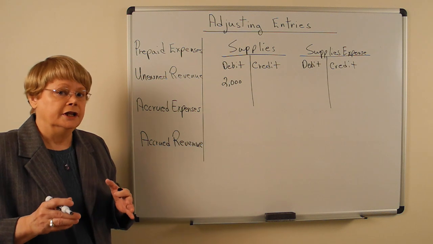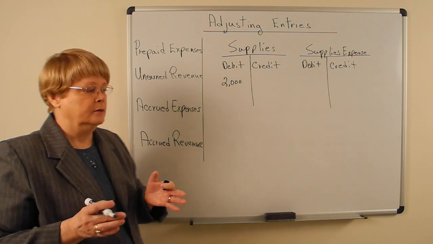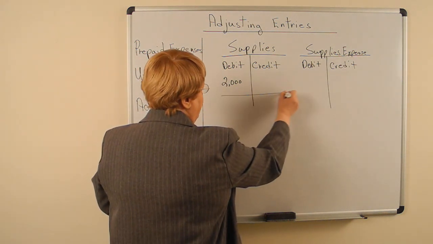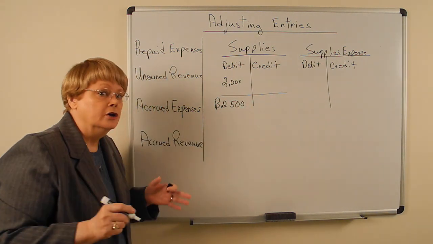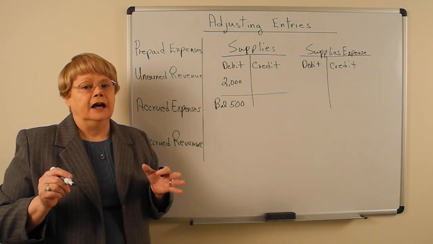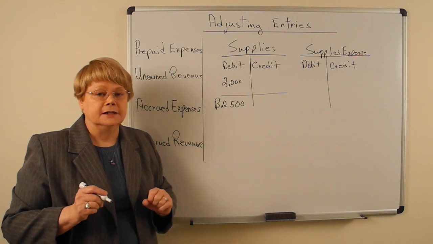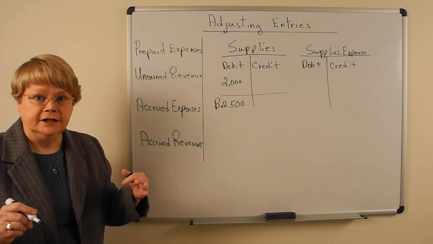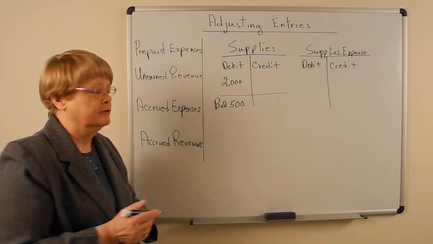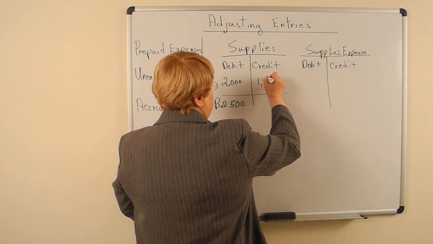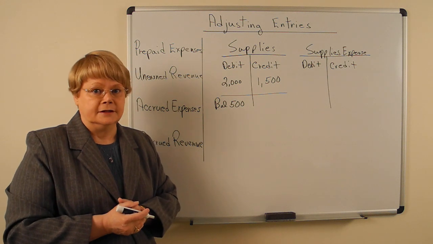The adjusting entry is when we determine how much we have at the end of the period. Let's go count our supplies, and let's say we have 500 left. So I'm going to put down here that we have a balance of $500 in supplies. That's what I want to end up with in my supplies account. So how do I find out what the adjusting entry is? I simply subtract the 500 from the 2,000, and that gives me an adjusting entry of $1,500. That entry would be a credit to supplies because we are reducing supplies.